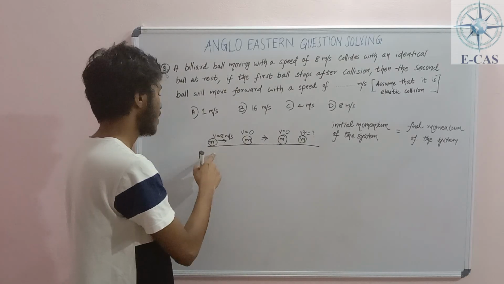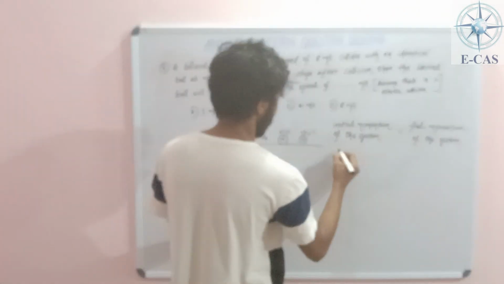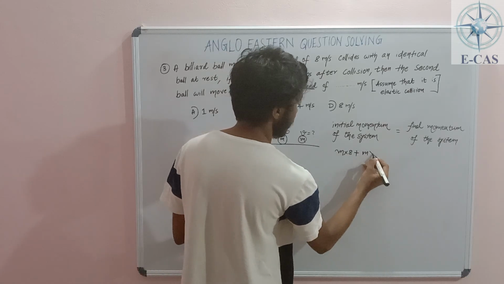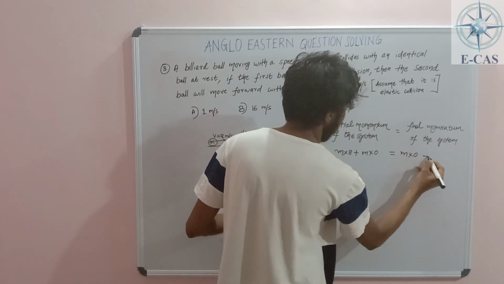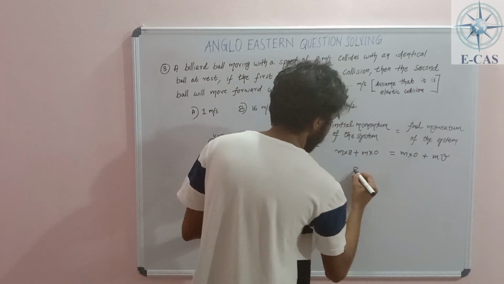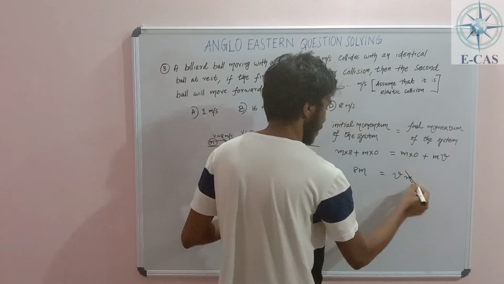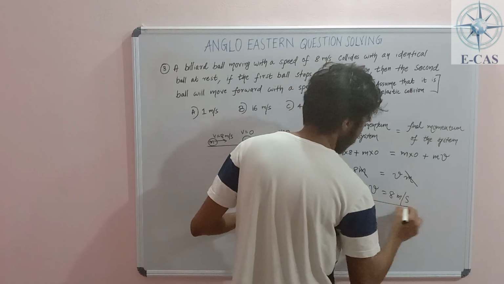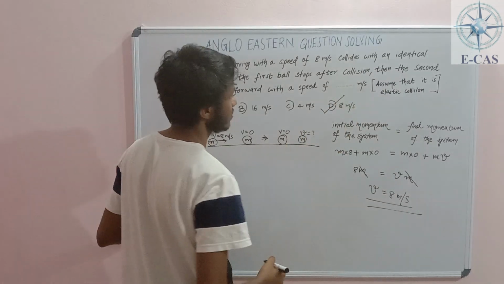We assume that the mass of the balls is equal to small letter m. So m into 8 plus m into 0 equal to m into 0 plus m into unknown V. 8m equal to V times m. m cancelled, so V is equal to 8 meter per second. So the answer to this question is option D, 8 meter per second.